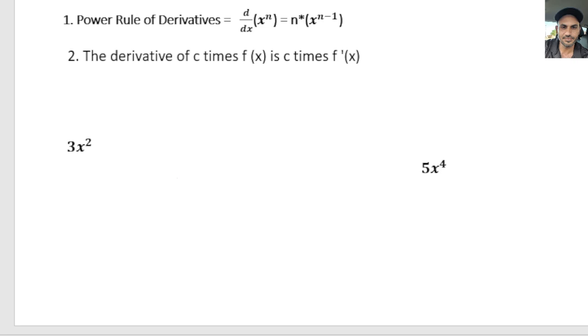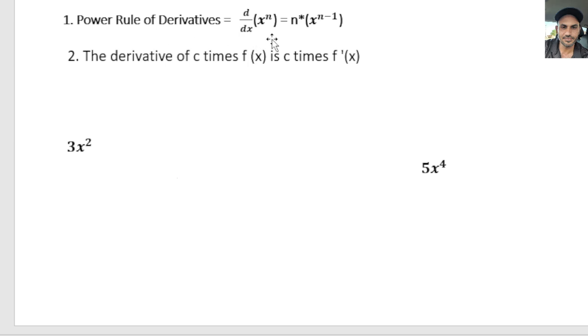Hello, welcome everyone. In this video, I'm going to go over a couple of properties of derivatives. The first one is called the power rule of derivatives, and the second one is the derivative of a constant times a function. So how do we do that? So let's take a look at the first property, the power rule of derivatives.